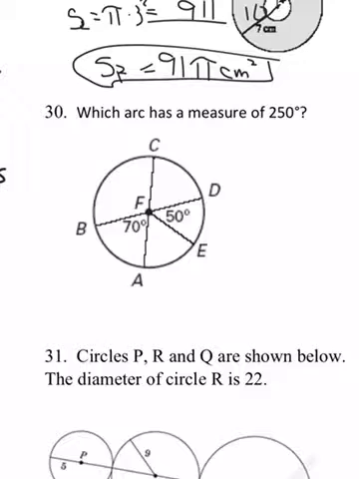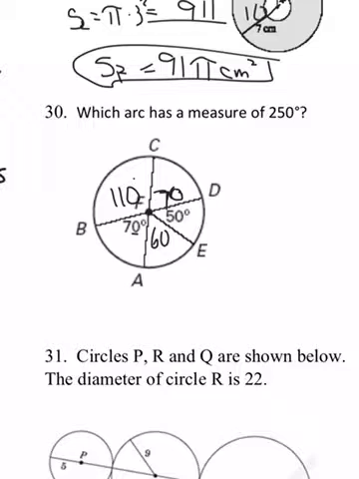30, which arc has a measure of 250? Got to find some missing angles. We've got vertical angles here, so that's 70. This is 110 because a straight line is going to be 180. So whether you use that 70 or this 70, that's going to make 180. And then 70 and 50 here is 120. That leaves that to be 60.